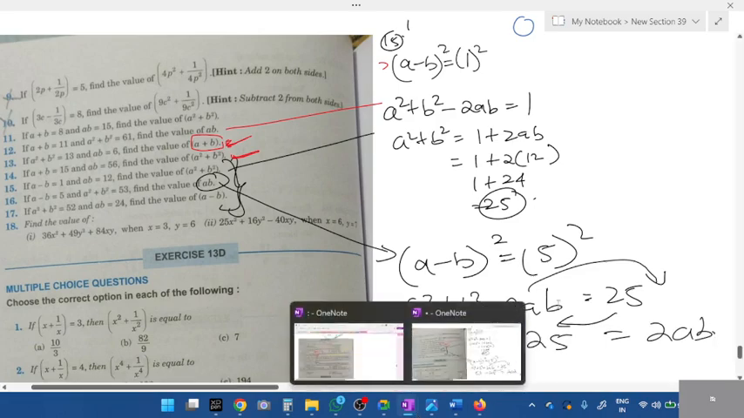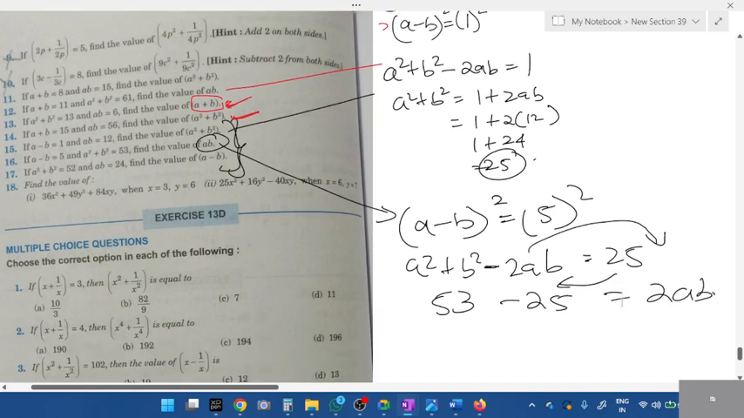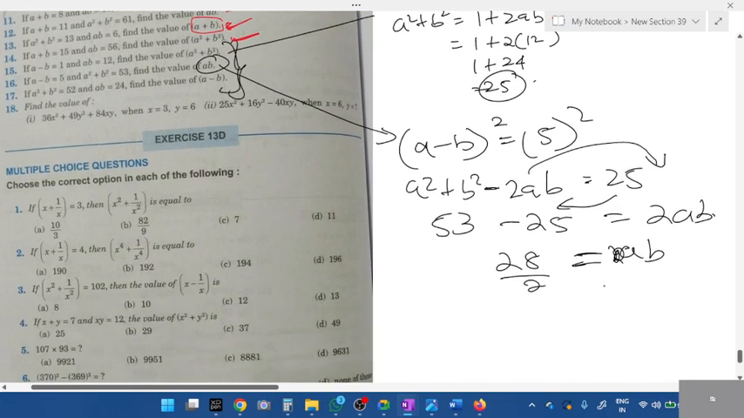We should know all these things, how to shift left hand side, right hand side. Now, 2ab is given. 53 minus 25. That is 28. Bring this 2 and divide it. You have to bring 2. So 28 divided by 2, therefore ab, if you reduce it, ab is equal to 14.